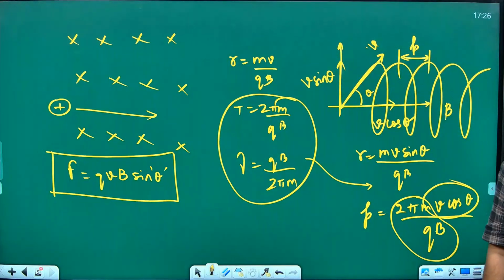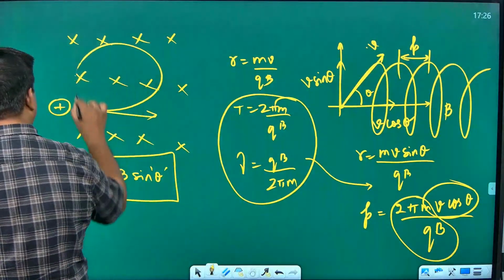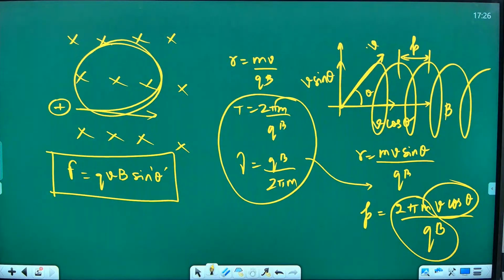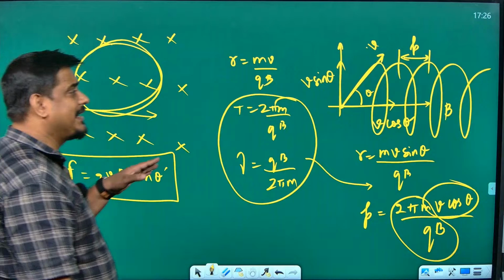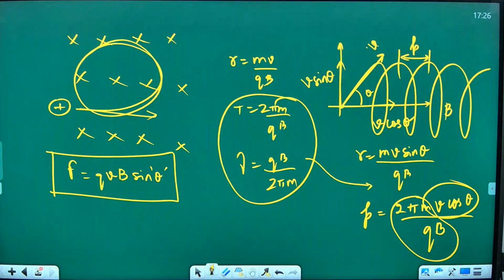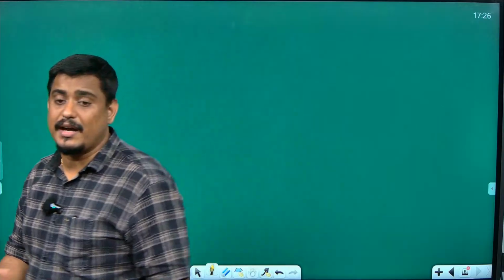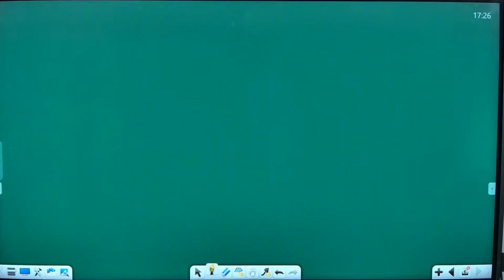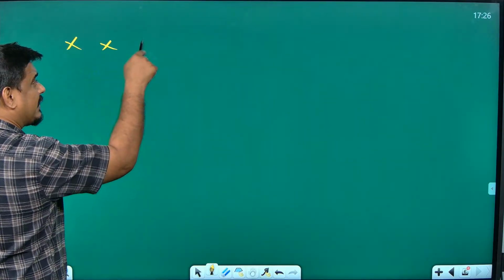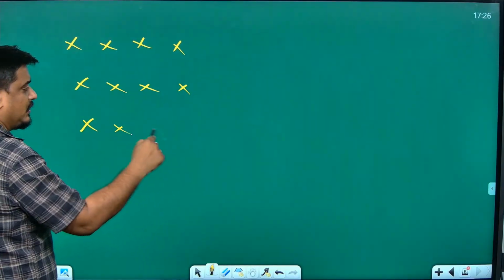So if the charged particle enters perpendicular to the magnetic field, it starts taking a circular path. If the charge enters making an angle theta with the magnetic field, it starts taking a spiral path. Then we have learnt about how a current carrying conductor behaves in a magnetic field. This also I have derived in class. Derivation is very important. Please learn the derivation.